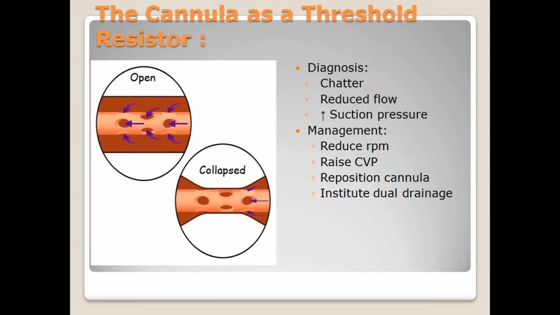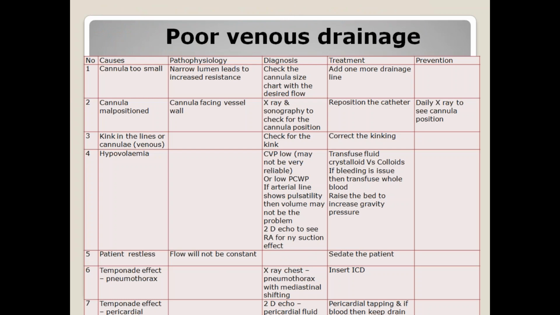At the same time, start fluid. Once you come down on the RPM, then gradually go slowly up on the RPM. Meanwhile, see if the patient is restless or agitated, sedate the patient and give fluids. That is the way you have to manage the chattering. So the causes of poor venous drainage are: cannula too small, cannula malposition, kink in the lines, hypovolemia, patient restless, and tamponade effect, either because of pneumothorax or pericardial effusion. This is how you diagnose it, and this is what you have to treat.